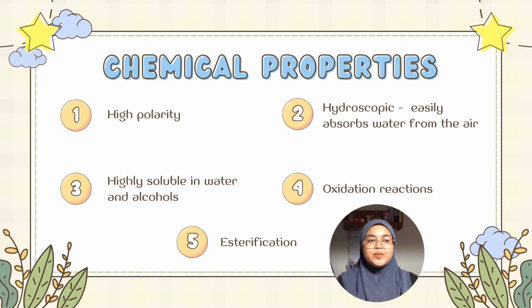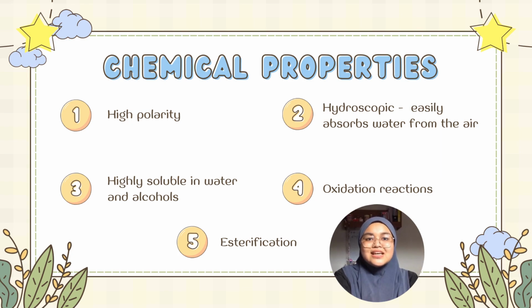So the next chemical property for glycerol is the oxidation reaction. So oxidation reaction is to form various products from glycerol. So mild oxidation of glycerol can yield compounds like glyceraldehyde and hydroxyacetone, which are useful in chemical synthesis. So strong oxidation can lead to the formation of acids such as glyceric acid.